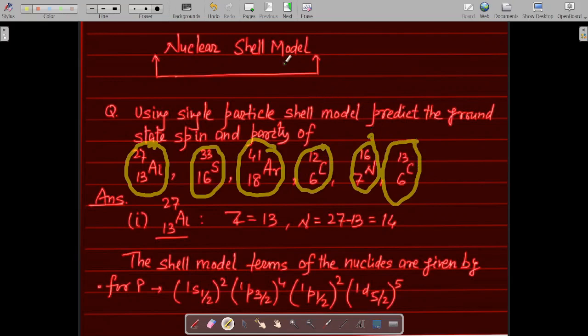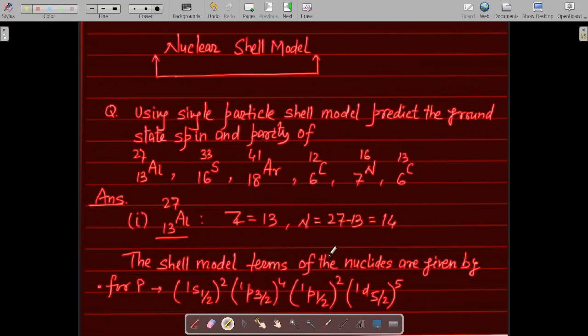These are the nuclei for which you have to find the ground state spin and parity, and that too using the nuclear shell model. And the nuclear shell model is your single particle model, as already discussed in the previous classes. So using this single particle shell model, we have to predict the ground state spin and parity of all these nuclei which have been given to us.